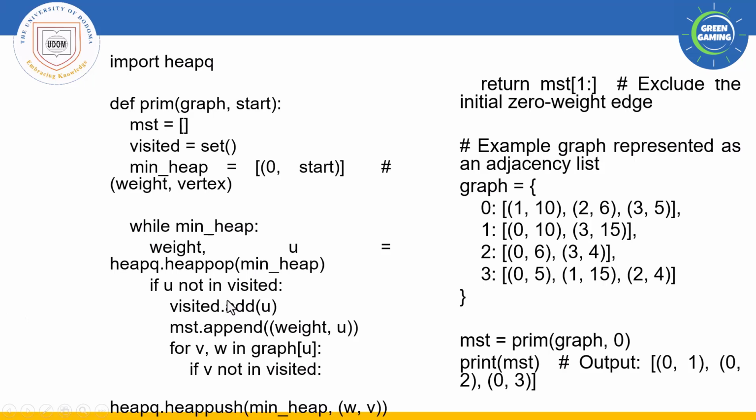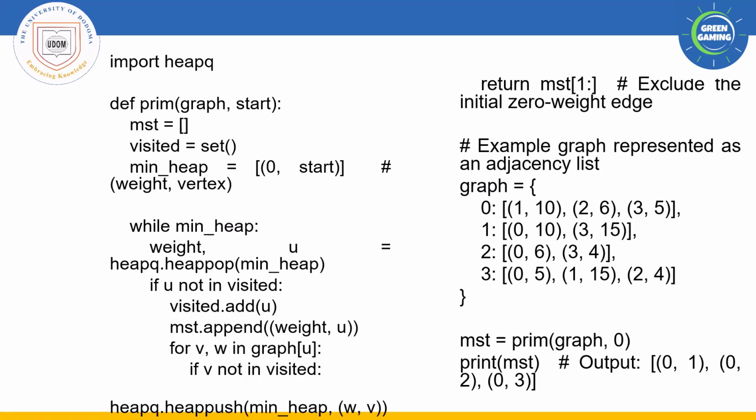Here we have vertex 0 connected to vertex 1 with a weight of 10, right? Also vertex 0 connects to 2 with a weight of 6. Also 0 connects to 3 with a weight of 5, right? So let's see how the execution is going.